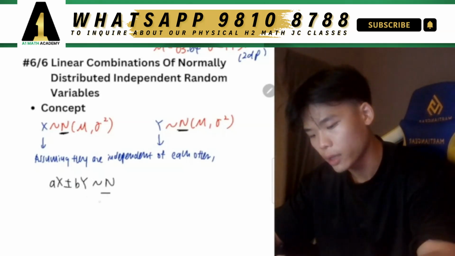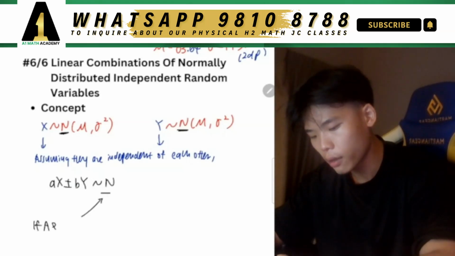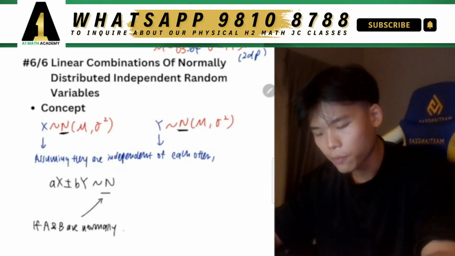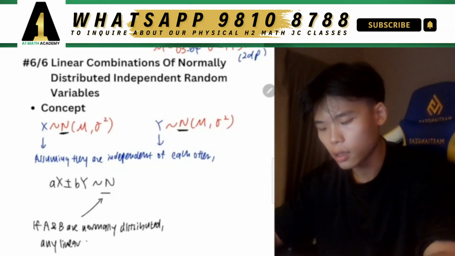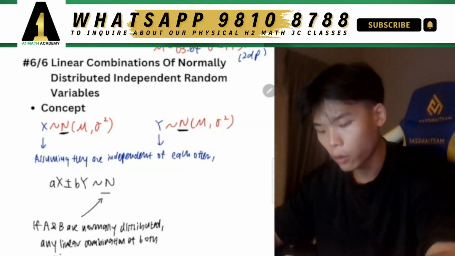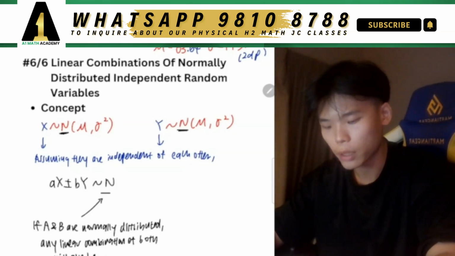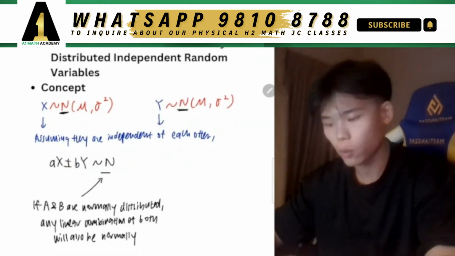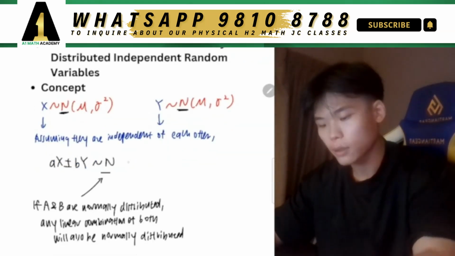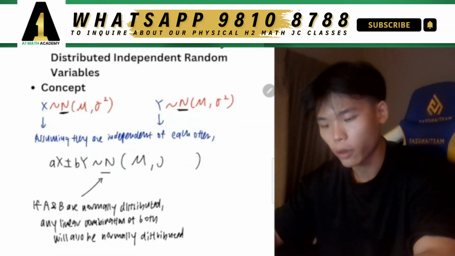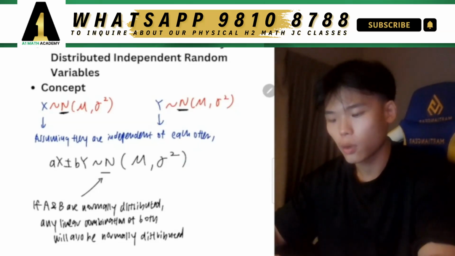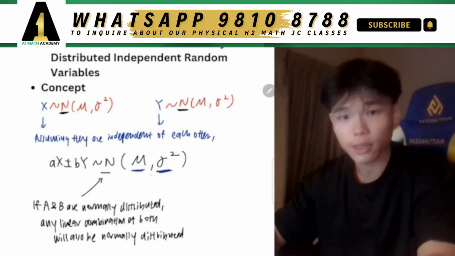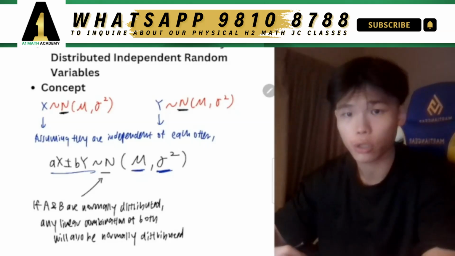So I'm just going to write it in words over here. If A and B are normally distributed, any linear combination of both will also be normally distributed. So they will have their own mean as well as their variance, right? So how do we actually calculate what is the mean and the variance of the linear combination over here?